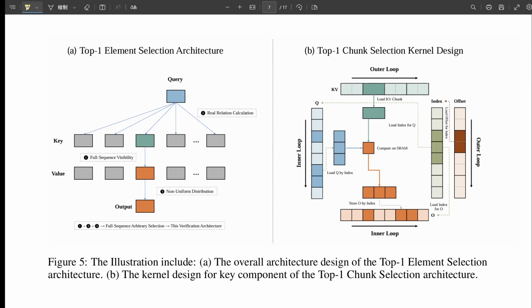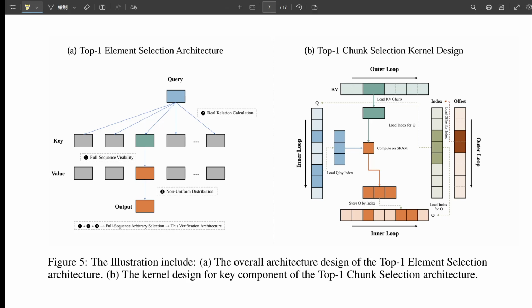Yes, they introduced the top one chunk selection architecture. This one is framed as a more practical generalization. The idea, shown in figure 5b, is similar, but instead of picking just one element, the architecture selects the single most relevant chunk of keys and values from the whole sequence. Ah, like a whole continuous block. Yeah, based on calculated relevance. And then it performs a more standard attention-like calculation, but only within that selected chunk. So it still has the arbitrary selection from a whole sequence, but computation is focused, making it potentially more efficient. So it dynamically finds the most important historical window, basically. That's a good way to put it.